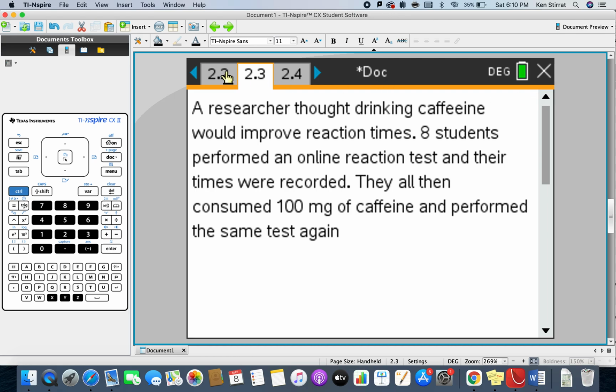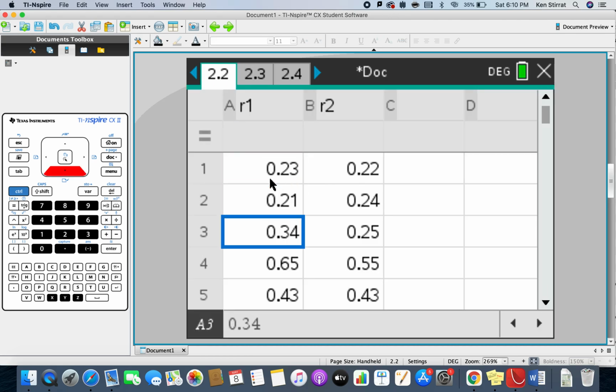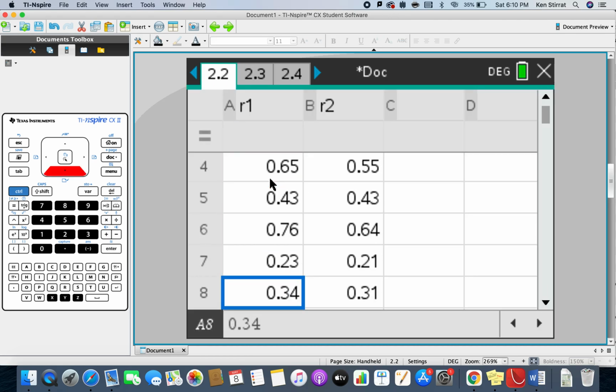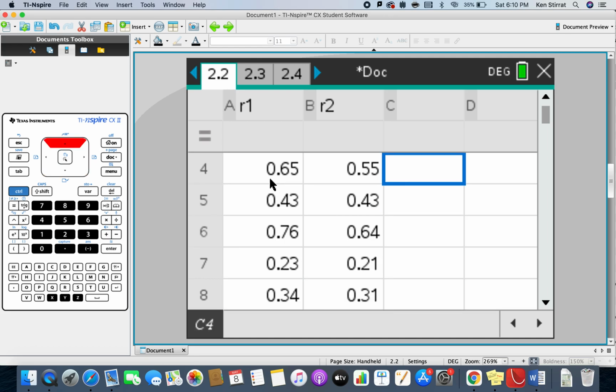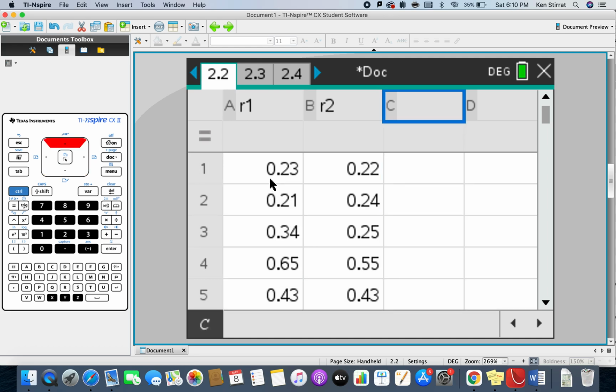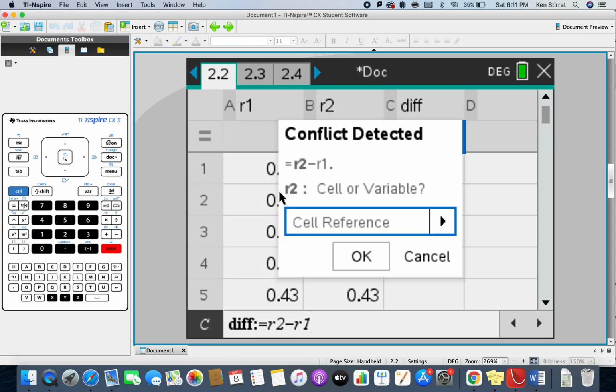Here's all the data in here. You'll see 8 students, 2, 3, 4, 5, 6, 7, 8. Now what we have to do is process this, because we're looking for the difference between the two times. So for the difference, we can just type in R2 minus R1. And this is a variable reference.